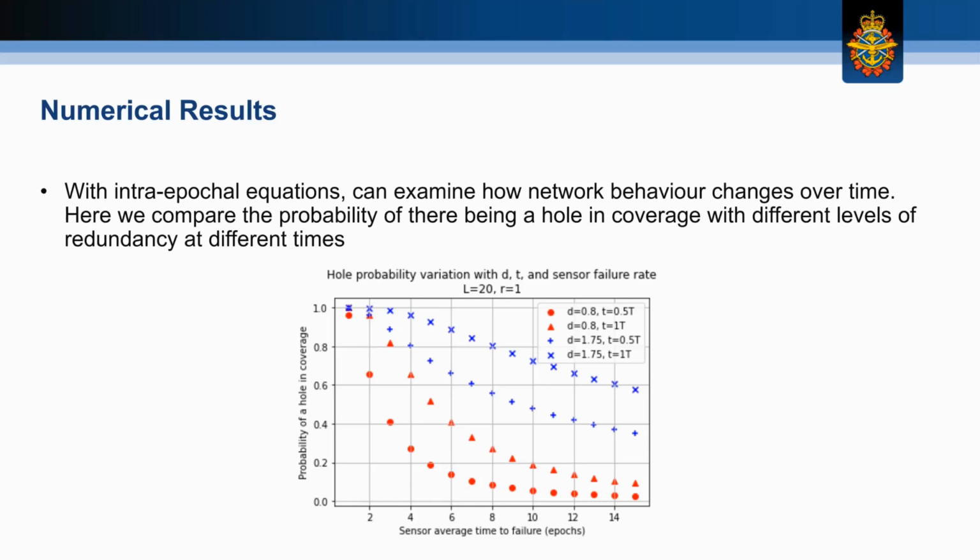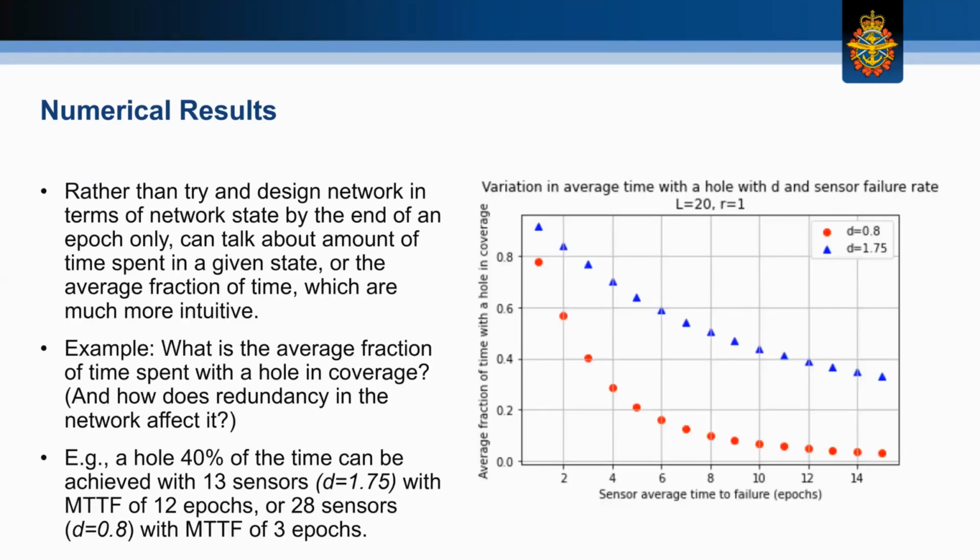With the red ones, that's D equals 0.8. That's much more redundancy. There's now, on average, about 2 sensors per point on the barrier. And what you get in total is about 28 sensors, so slightly more than double. And the probability of a hole emerging drops precipitously, but you can still track that over time with these new intra-epochal approaches.